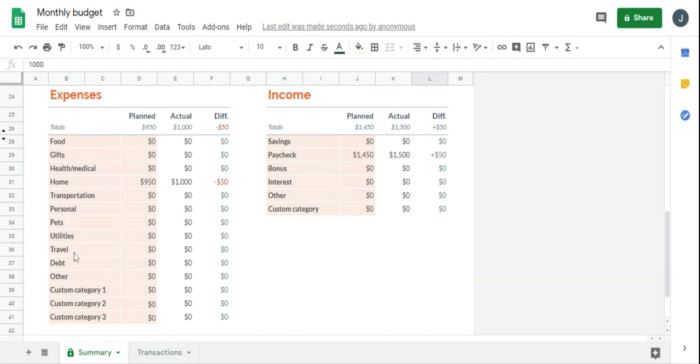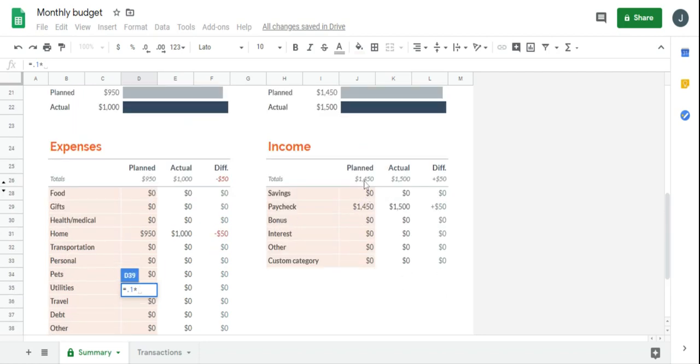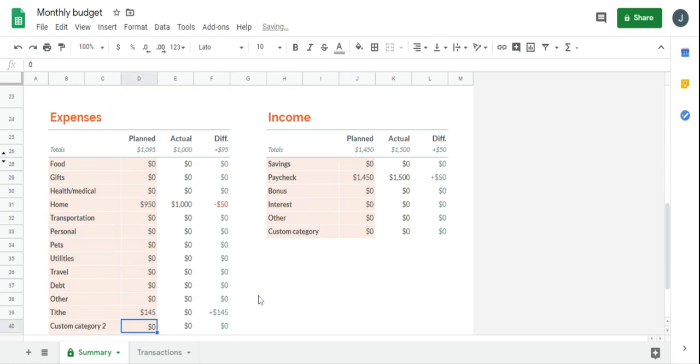Now, in my class, we do have two other categories that we may want to put in, first being tithe. And this you can actually set a formula for, so you could set it as equals 0.1 times, and then you would set it for your paycheck or your total income. So your total planned income is what you can use there. So you can work through it with that.